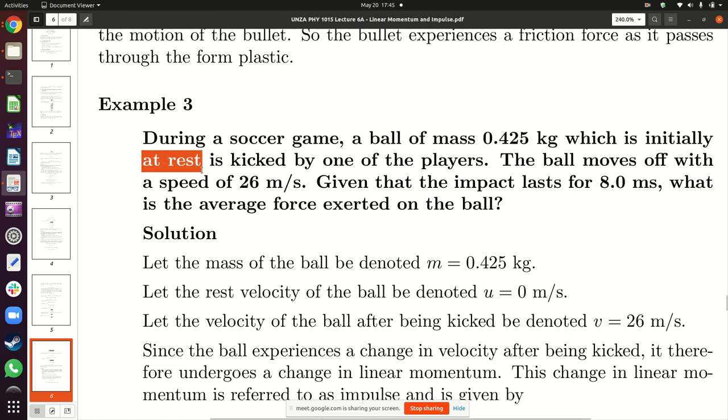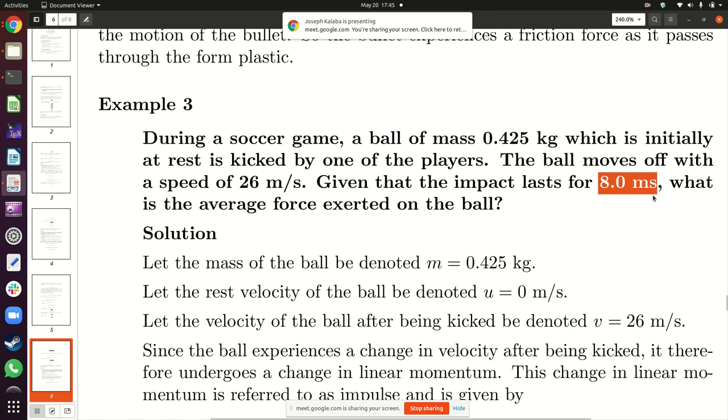So if something is at rest, the velocity of this particular something is 0 meters per second. Then immediately after the ball is kicked, it moves off with a velocity of 26 meters per second. So the final velocity after the ball is kicked is 26 meters per second. And this kick, which causes the velocity of the ball to change from 0 meters per second, from being at rest, to 26 meters per second, lasts for 8 milliseconds. So the kick lasts for 8 milliseconds.